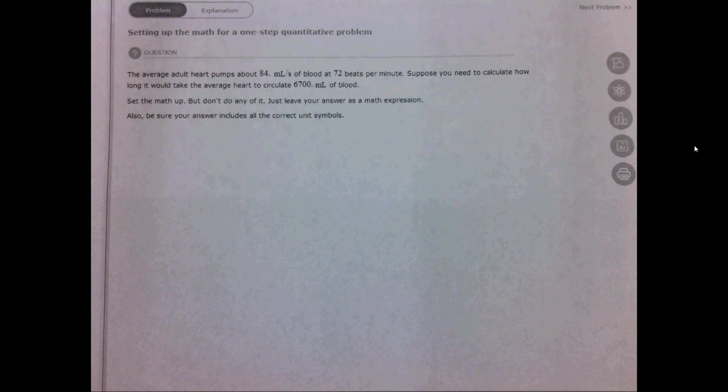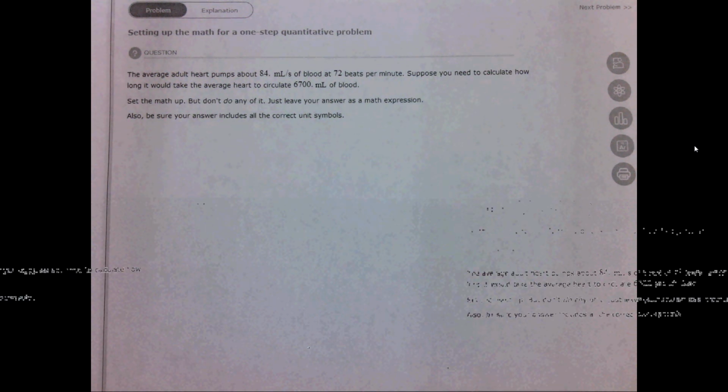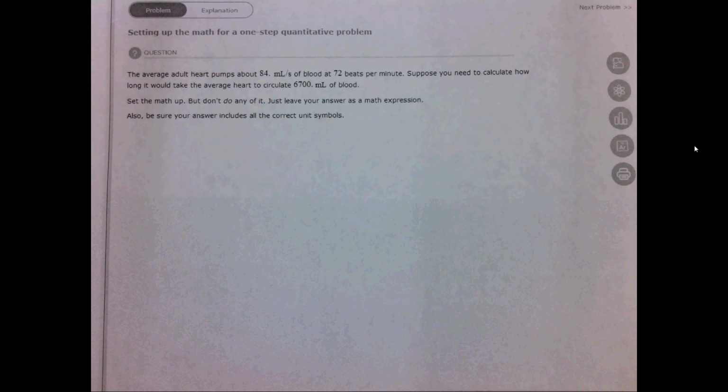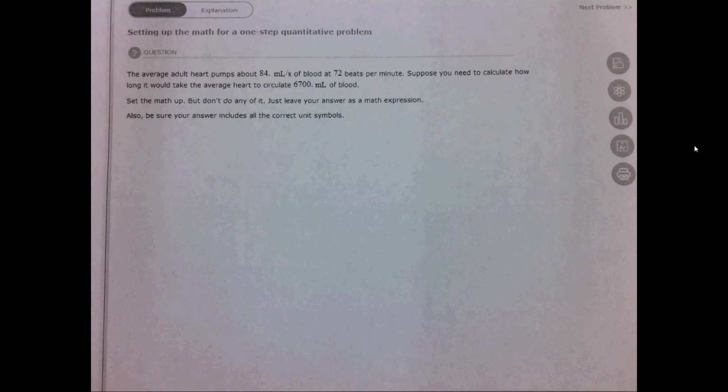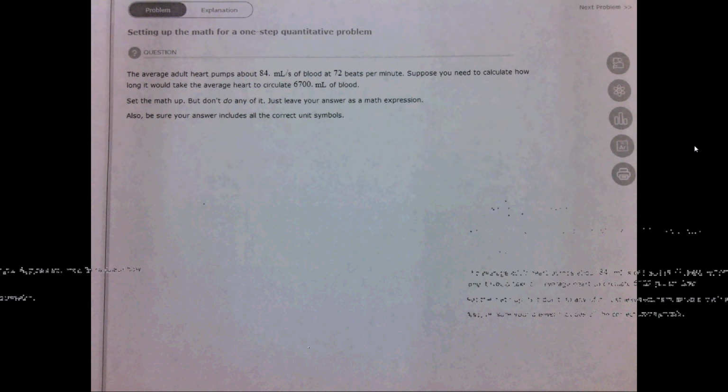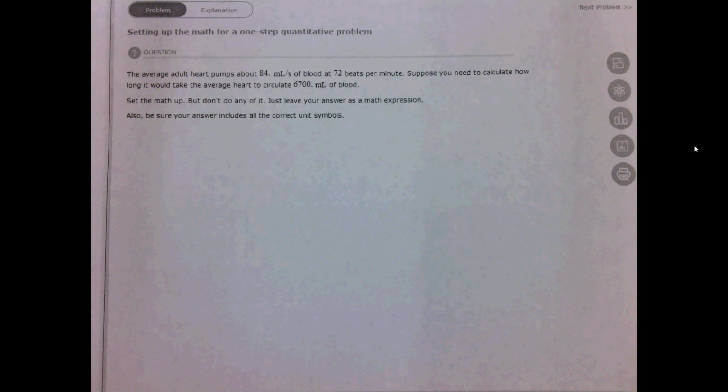In this question, Alex asks us to set up a mathematical relationship to solve a problem. It doesn't actually ask us to solve the problem, which we could do, but to be clear, Alex is looking for the setup math, not the actual numerical answer. So make sure you're typing in the mathematical expression and not the actual numerical answer, which can be calculated. So let's read the question.